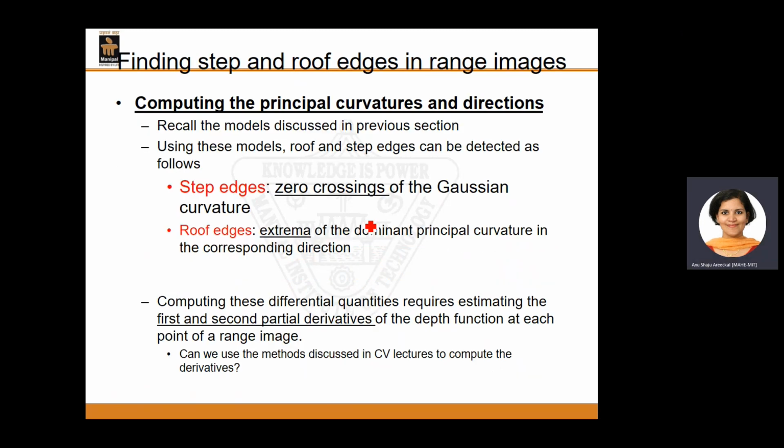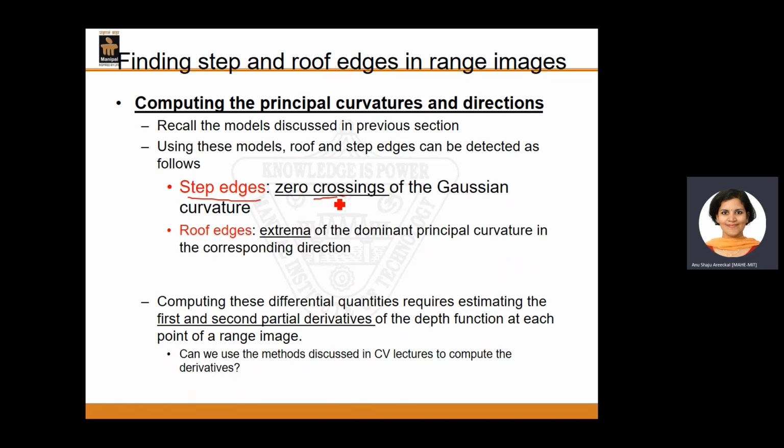So for the step edges, we're trying to find the zero crossings of the Gaussian curvature. We know that Gaussian curvature is found from the principal curvatures, as it is a product of the principal curvatures. So what you need to do is first find this Gaussian curvature and then find the zero crossings. To find the zero crossings, I have to take the first derivative of the Gaussian curvature and then equate it to zero.